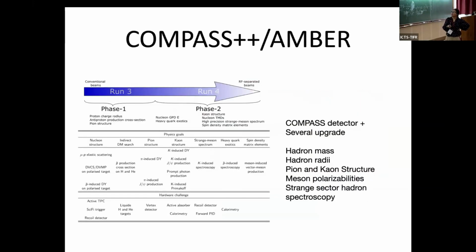All right, the third one is the upgrade from COMPASS. I don't know if it's approved actually, but they have been discussing upgrading COMPASS, either COMPASS plus or the so-called AMBER, for continued nucleon structure measurements and also some other new measurements, like more hadron mass focused measurements, the pion and kaon structure, proton radii, and also spectroscopy.